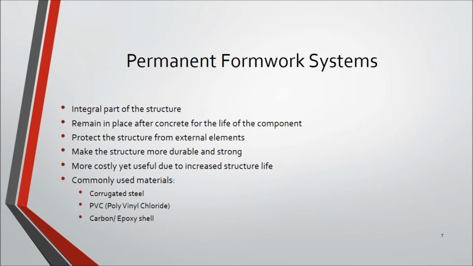Permanent formwork systems remain as an integral part of the structure. They protect the structure from external elements, and make the structure more durable and strong. They are more costly yet useful due to increased life of structure. Commonly used materials are corrugated steel, PVC polyvinyl chloride, and carbon epoxy shell. Let's have a look at some of the common examples.